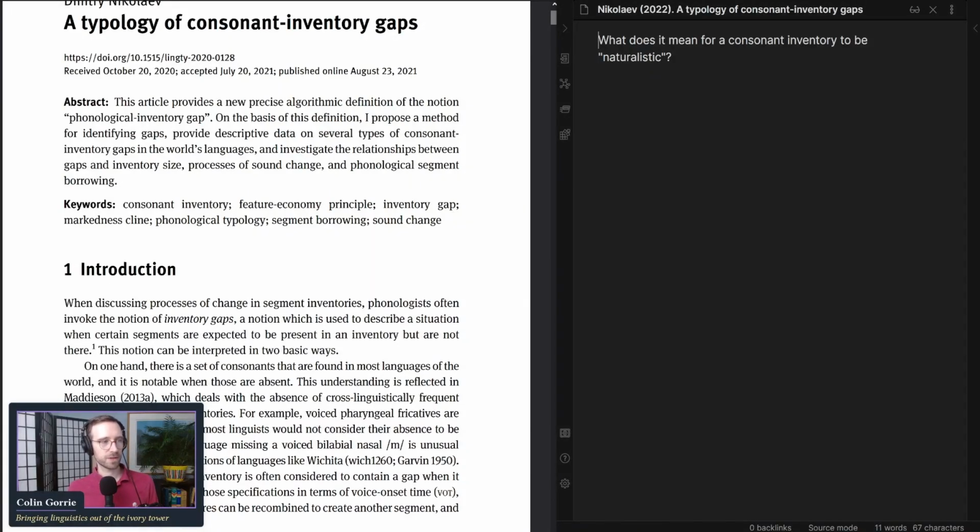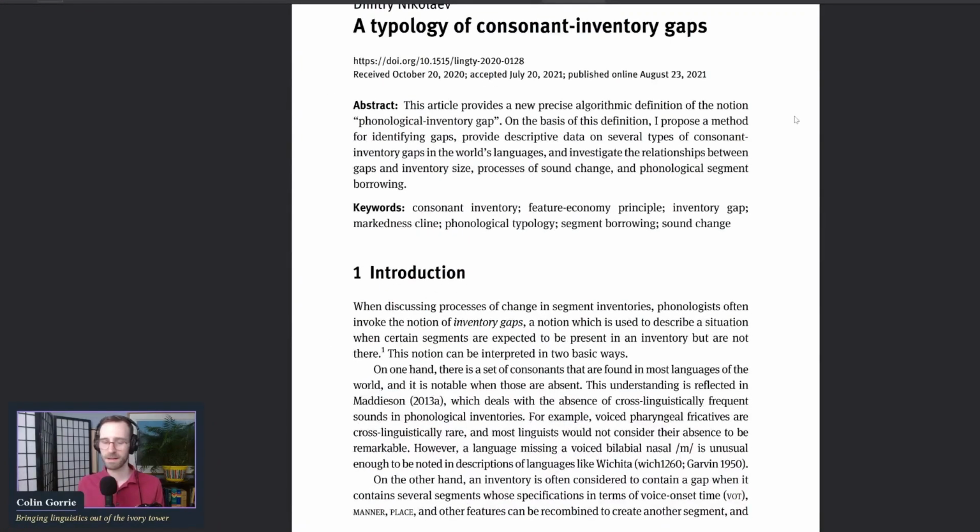What does it mean for consonant inventory to be naturalistic? So this is our kind of research question. This is why we've picked up the paper to begin with.